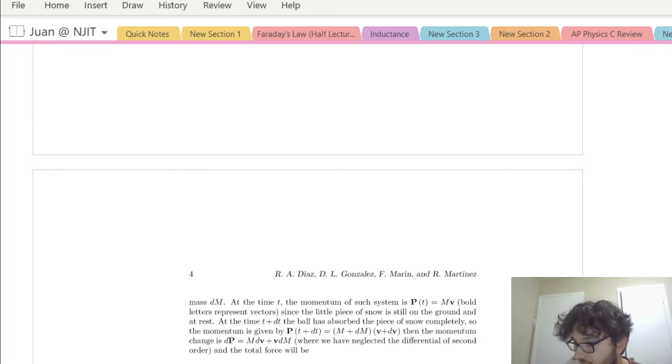I guess it makes sense that the speed is not constant and that you're going to pick up speed. However, I'm not sure if that's valid. Yeah, I'm not sure. And then the momentum changes by dp. Okay, they take a derivative.